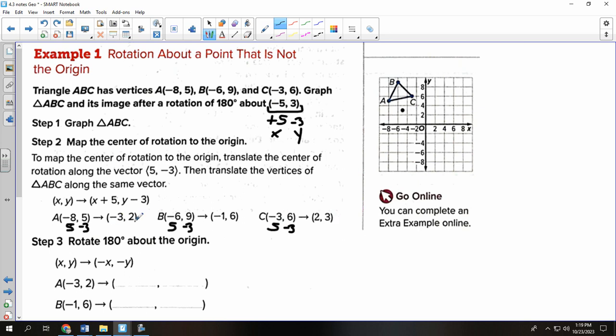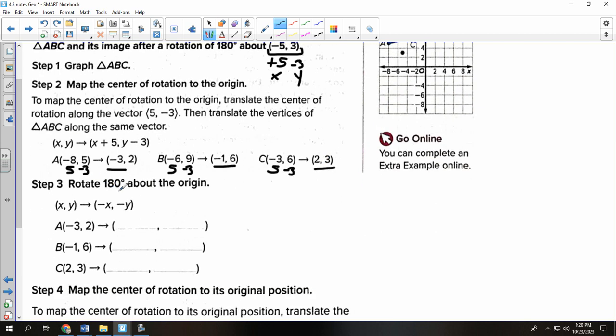So now we take each of these new points and we're going to do the 180-degree rotation to them. So we're going to take them and we're going to make the opposite value of the x and the opposite value of the y. So instead of -3, we're going to have +3. Sorry. Instead of +2, we'll have -2. Changing the sign of each of our coordinates.